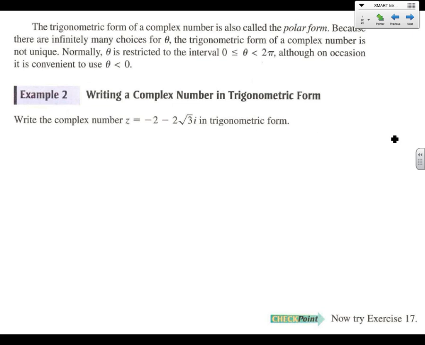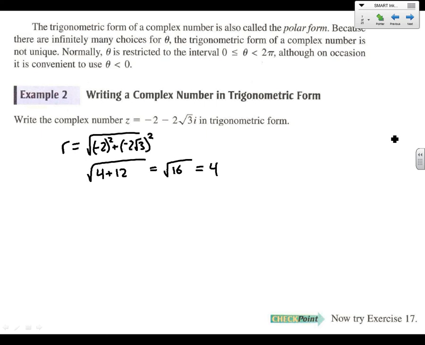So trig form needs an r, so we'll start with that. Square root of -2 squared plus -2 root 3 squared, which is square root of 4 plus 4 times 3, which is 12, which is the square root of 16, and so we get 4. All right, and then theta is going to be our inverse tangent of -2 root 3 over -2.